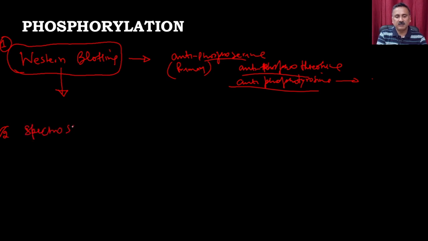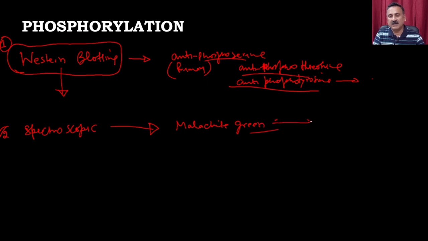So, you can determine whether a modification is possible, and you can use many types of dyes which are specific for phosphorylations. For example, you can use malachite green. Malachite green is specific for phosphoproteins; it does not react with the normal protein, and that is how you can use malachite green.